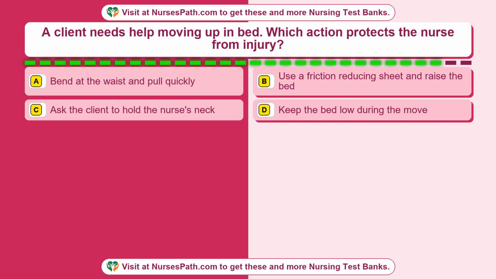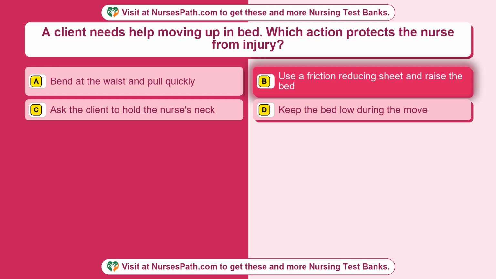Question 5. A client needs help moving up in bed. Which action protects the nurse from injury? Option A. Bend at the waist and pull quickly. Option B. Use a friction reducing sheet and raise the bed. Option C. Ask the client to hold the nurse's neck. Option D. Keep the bed low during the move.